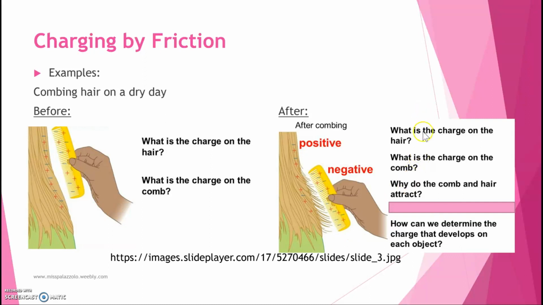Now, why is this? Why do the comb and the hair attract each other? Well, after combing, the comb, which is plastic, an insulator, has taken the electrons. So the insulator grabs onto those electrons and doesn't really let them go. So the comb becomes negatively charged. And when the comb is negatively charged, it has the ability to now attract the positive hair. Now remember, only the electrons can move. So the electrons from the hair moved to the comb.